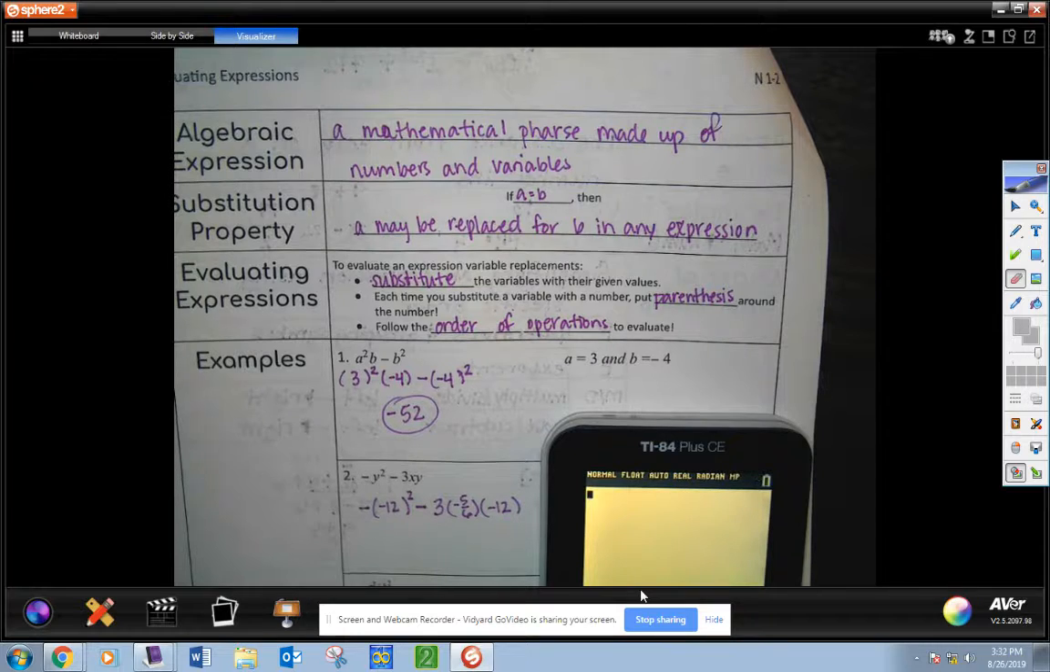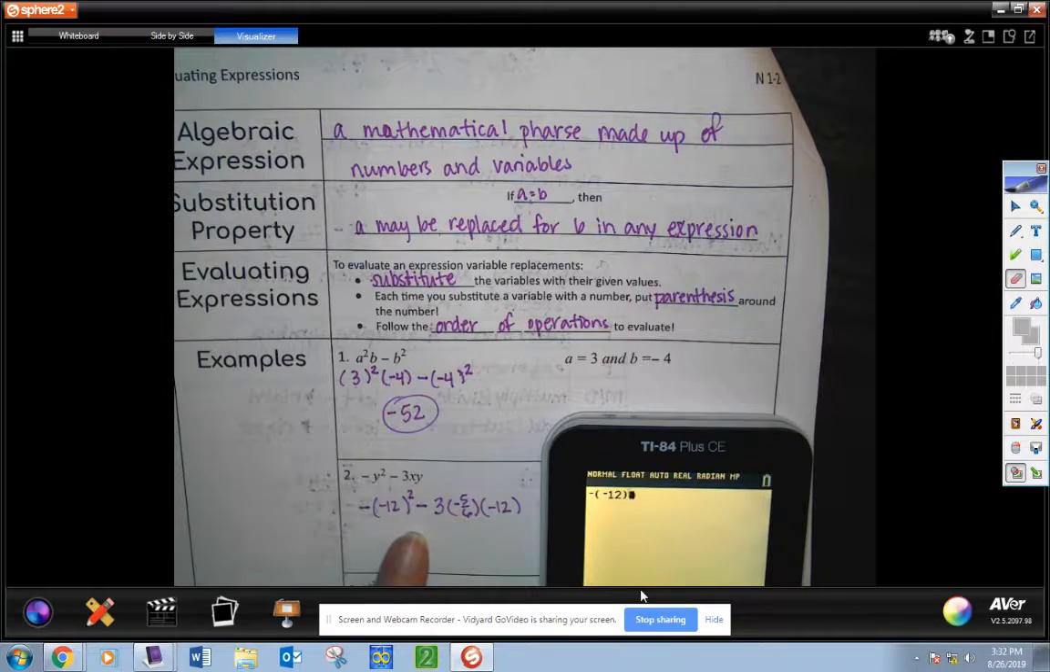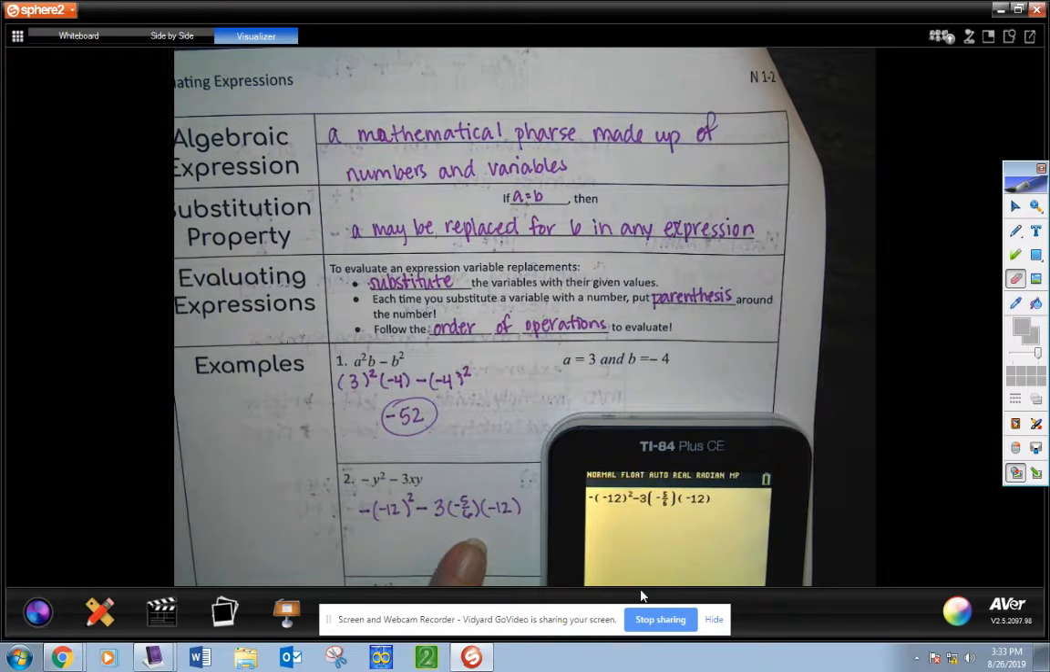Grabbing my calculator, I'm going to do negative, open parentheses, negative 12 squared, minus 3, open parentheses, negative. I need a fraction, so alpha y equals 5 over 6. Close that parentheses, open another one, and negative 12. So I'm typing it the exact way I wrote it. I hit enter, and I get negative 174, circle, and I'm done.